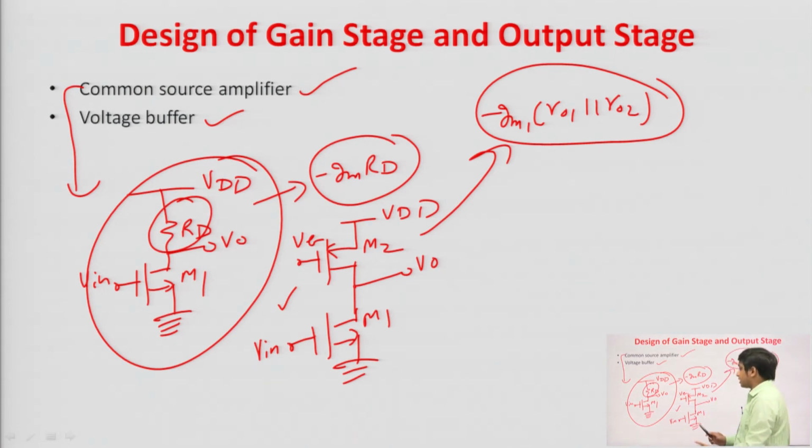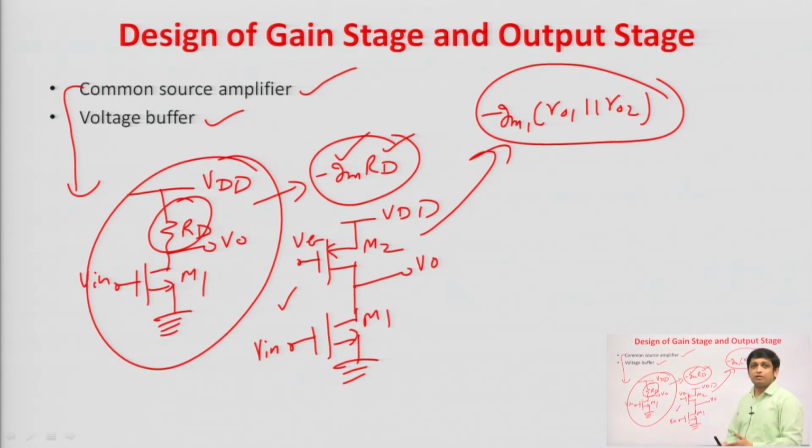To get that gain value, we can select the values of gm and RD accordingly. If we want to increase the gain, we can increase gm, but if the value of gm increases, then at the same time the current also increases, which means that the power consumption will increase. So, there is a trade off, right.